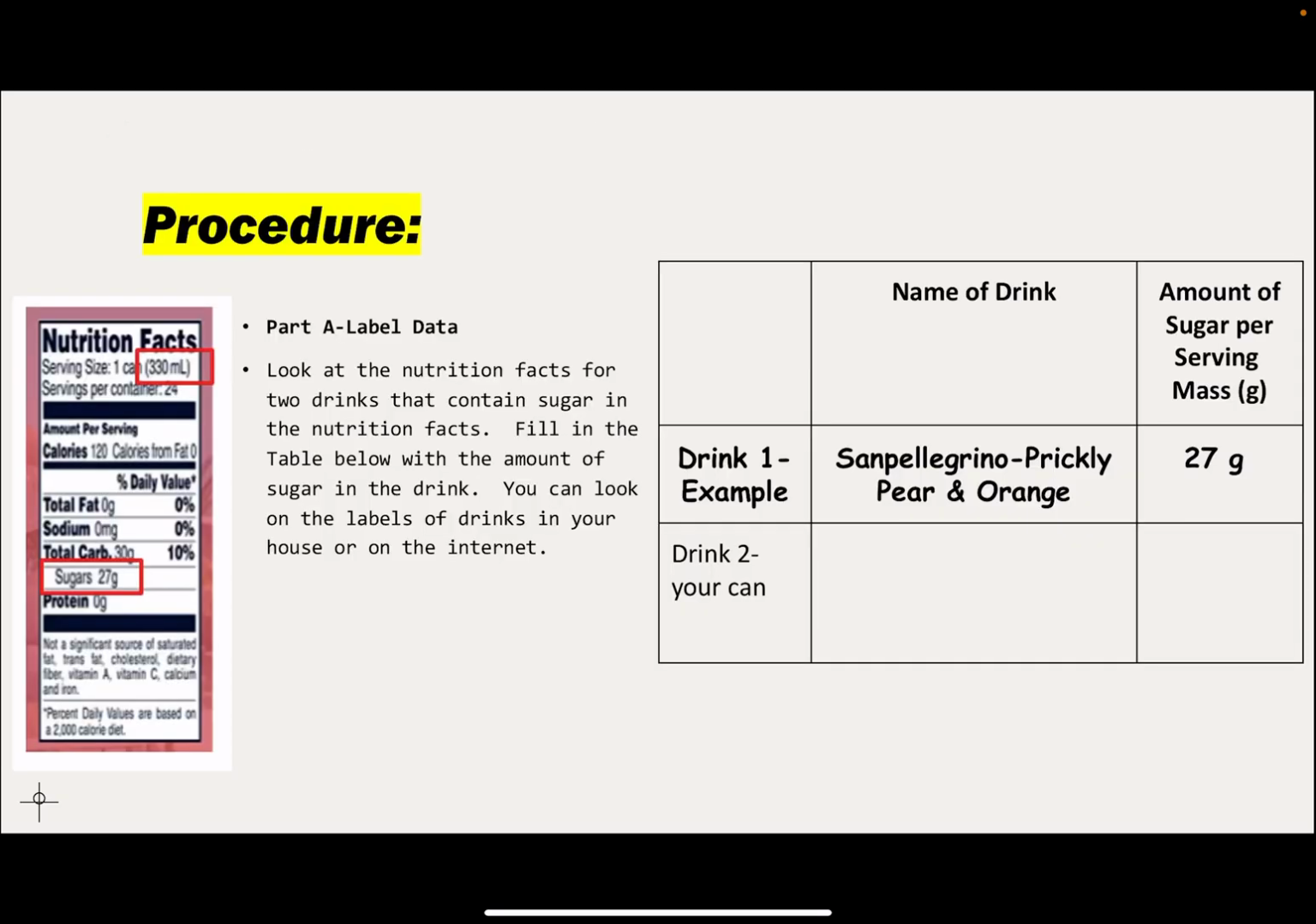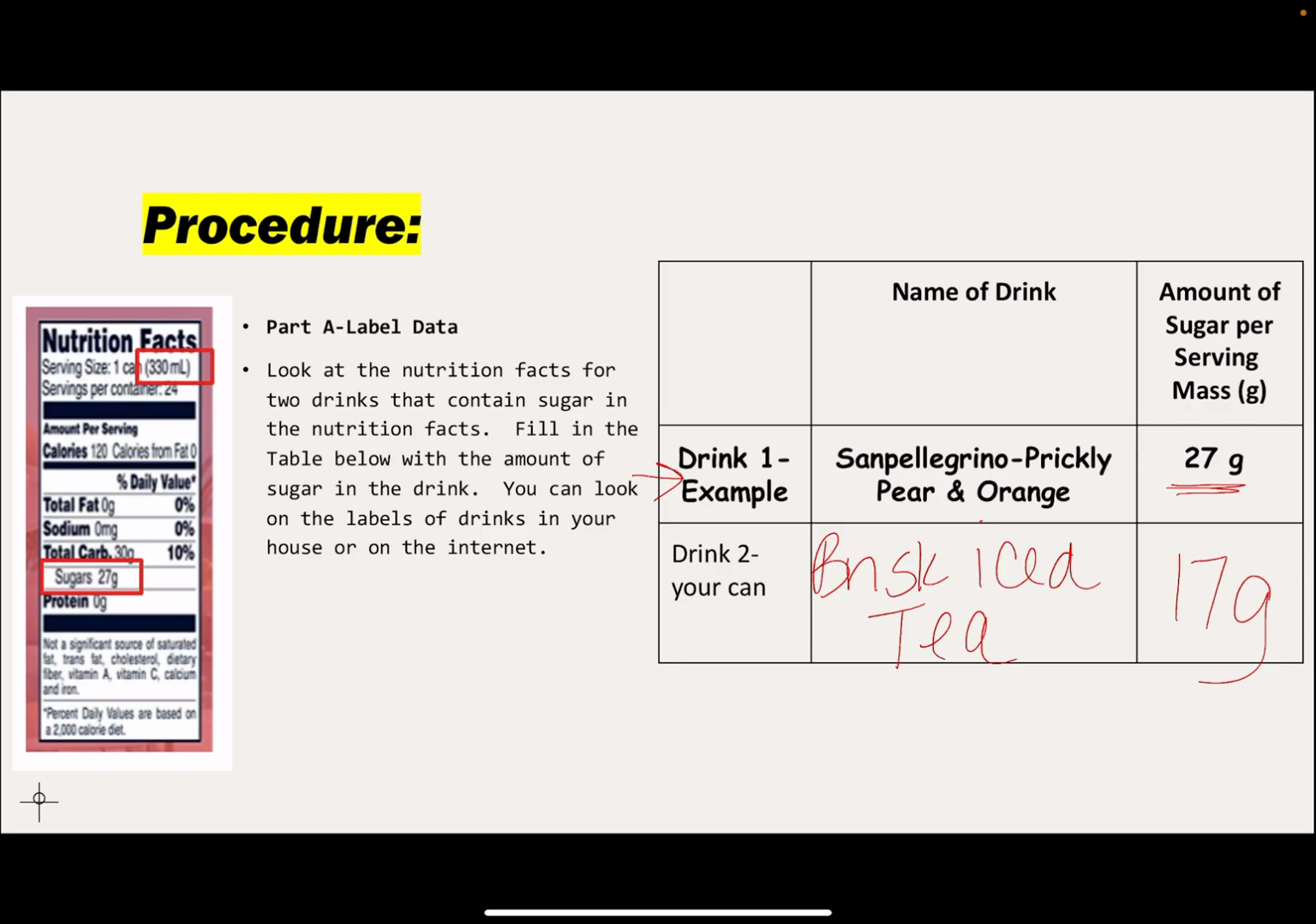So part A is looking for label data. You're going to be comparing your sample to my drink, which is San Pellegrino, prickly pear, and orange, which has 27 grams. For this demonstration, I'm going to be using Brisk iced tea. When I look on the label for Brisk iced tea, I see that it has 17 grams of sugar. Now you can look at labels of drinks in your house or go to the internet, or attached to this in Google Classroom.